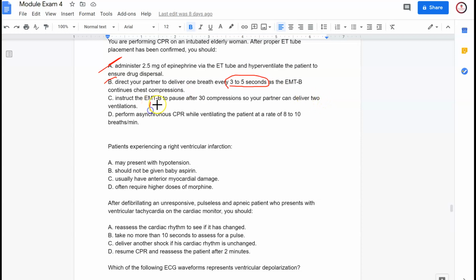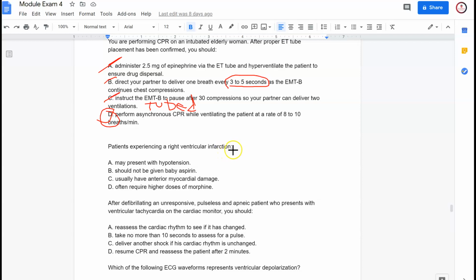I mean, if she hadn't been tubed, sure. But remember that you have a tube in place. She's tubed. Perform asynchronous CPR while ventilating the patient at a rate of 8 to 10 breaths a minute. That's your best. You just need to remember that you are moving to a more continuous natural breathing experience while pumping on the patient's chest.